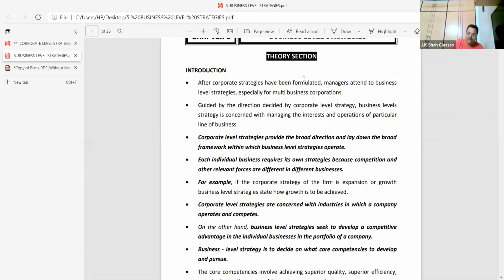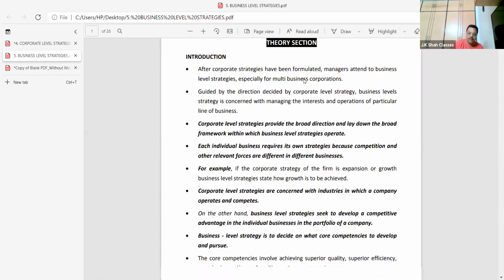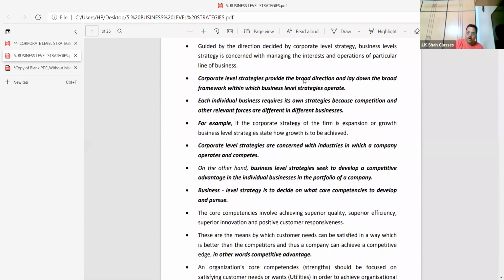Guided by the direction decided by the corporate level strategy, business level strategy is concerned with managing the interest and operations of a particular line of business. So it provides a broad direction and lays down the broad framework within which business level strategies operate. Each individual business requires its own strategies because competition and other relevant forces are different in different businesses.